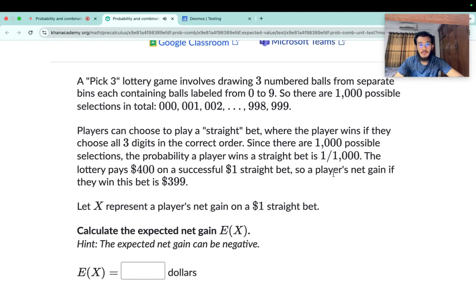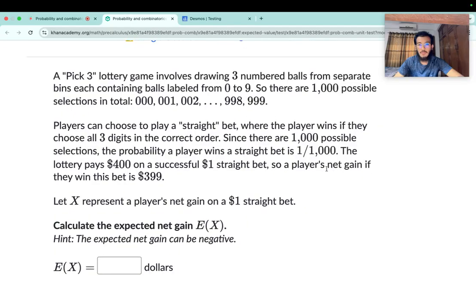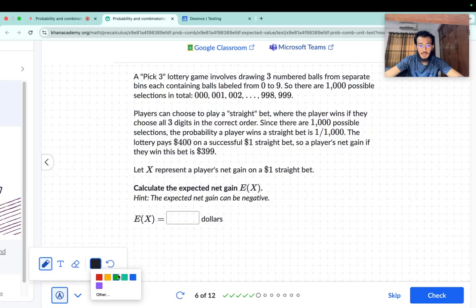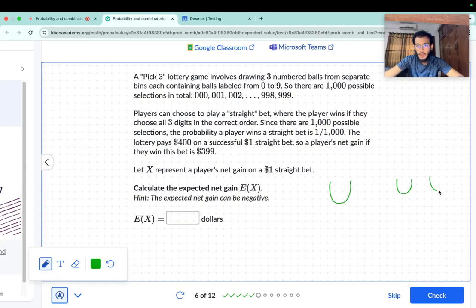Okay, so we have a pick three lottery game that involves drawing three numbered balls from separate bins. So imagine you have three separate bins, bin one, bin two, and there are balls in it with numbers 0 to 9. So a ball with number 0, a ball with number 1, a ball with number 9, you've got 10 balls. So there are 1,000 possible selections in total. Players can choose to play a straight bet where the player wins if they choose all three digits in the correct order.